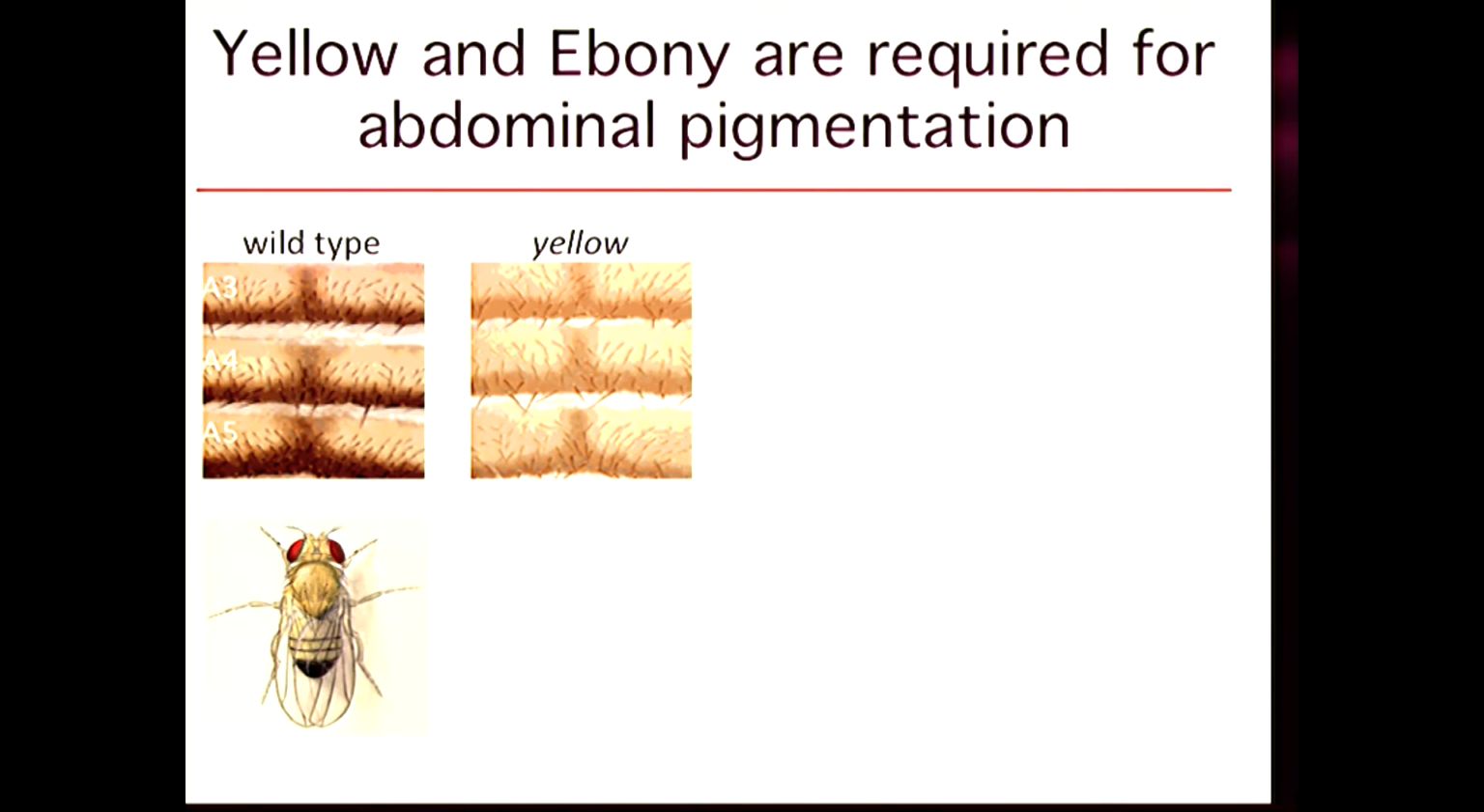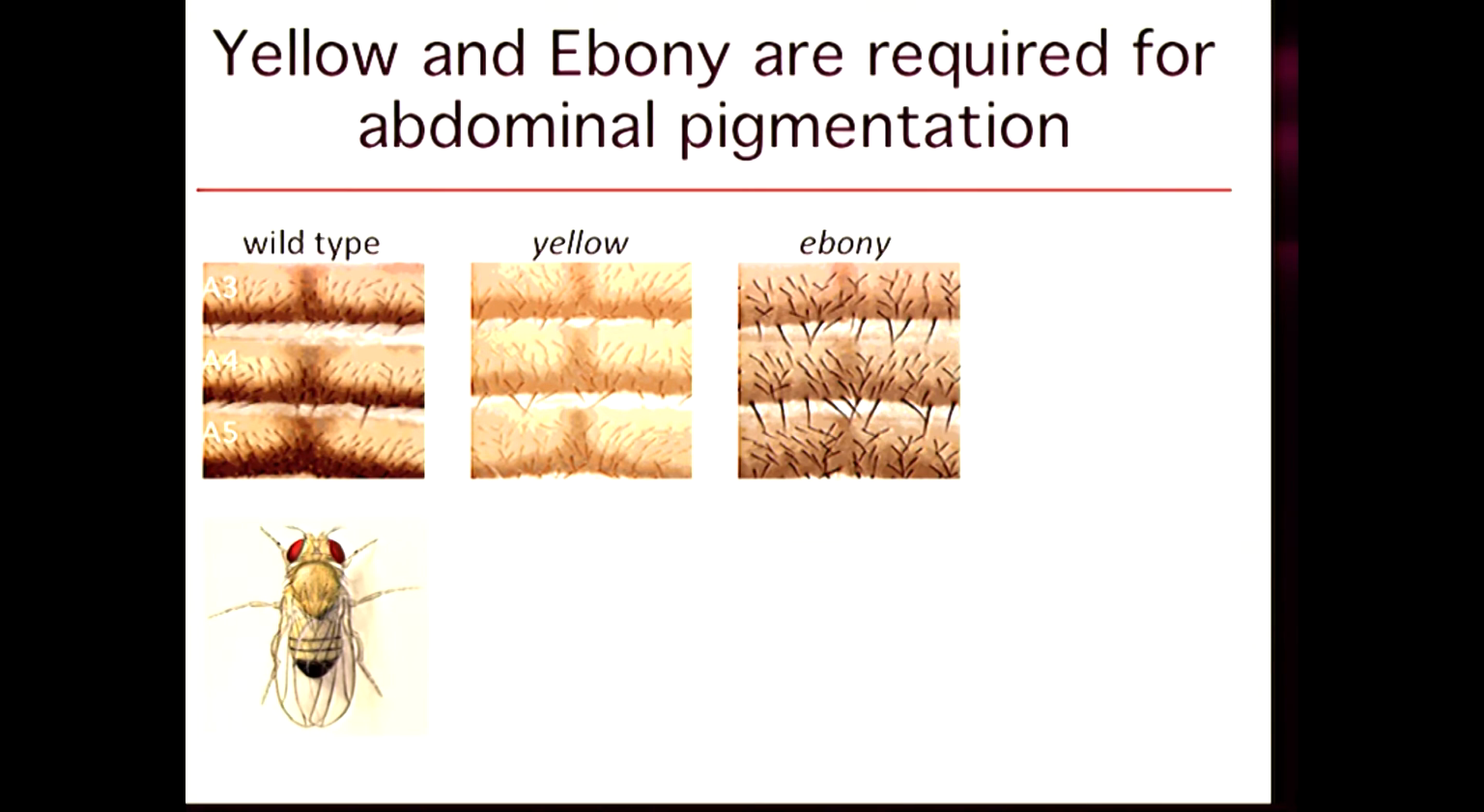Okay? All right. So we have these yellow mutants that were named yellow because they look yellow, right? Maybe not the most creative naming system, but one that works. Another early mutation was called ebony because the fly's pigmentation was darker, okay?